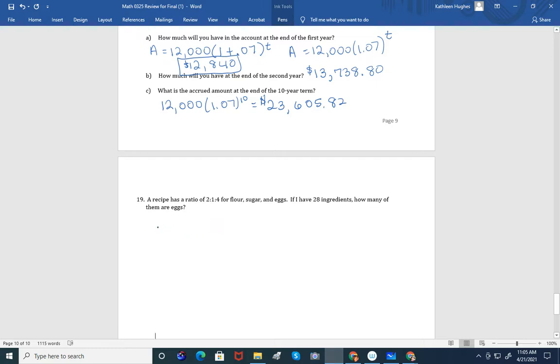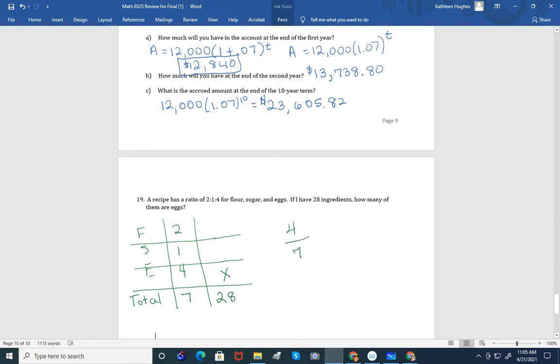We know there's a ratio for flour, sugar, and eggs, and that ratio is 2:1:4. It really helps in a problem like this to also have a total. 2:1:4 is 7. They are telling me, if you want to think of this table kind of column-y, that this number is 28. That's what they mean. I have a total of 28 items, 28 somethings. How many of them are eggs?